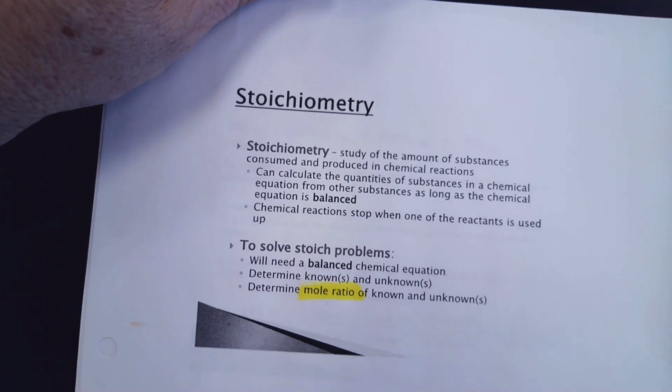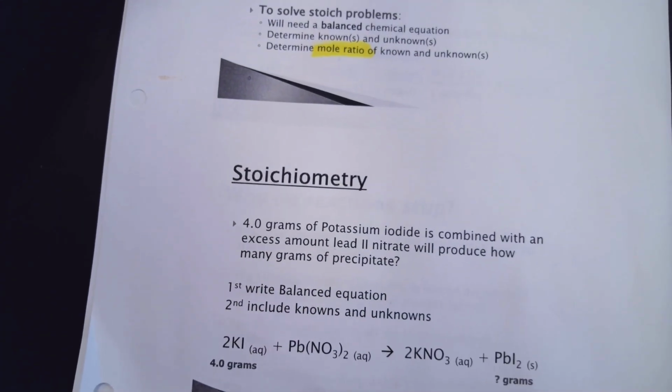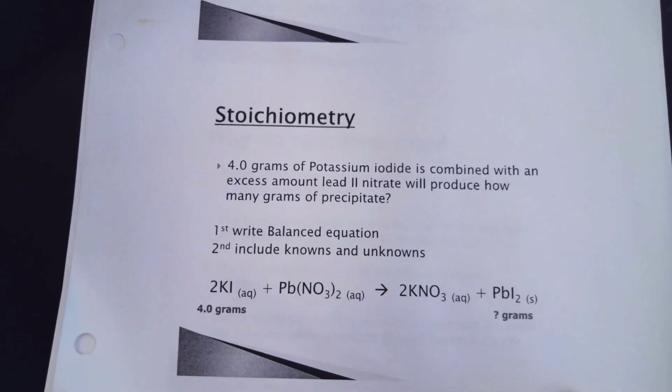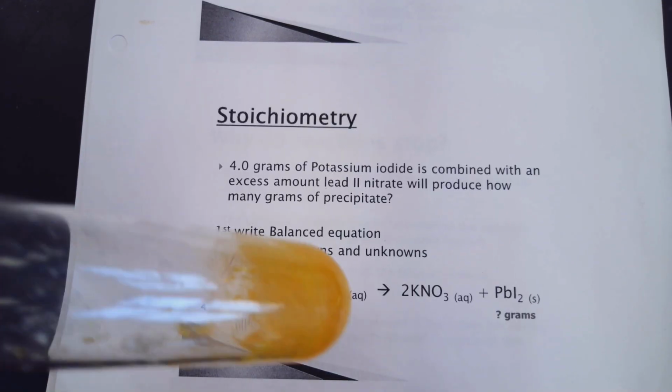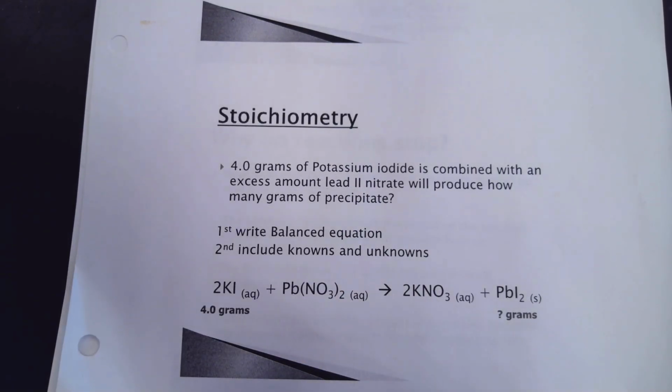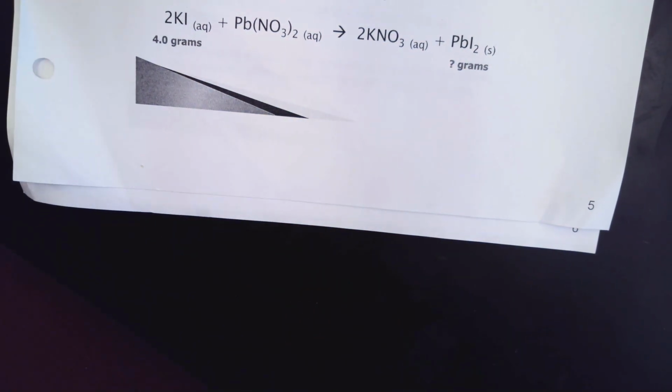So let's go back to that example I did in class, where I poured those two clear liquids together and we made that precipitate, and we produced this precipitate here, this yellow precipitate. We can talk about what we did.